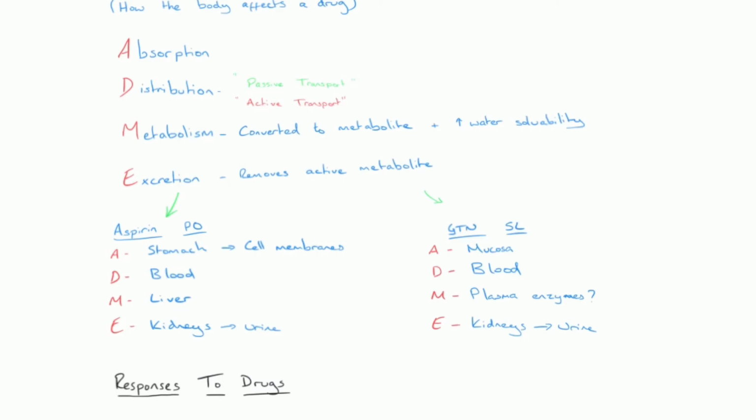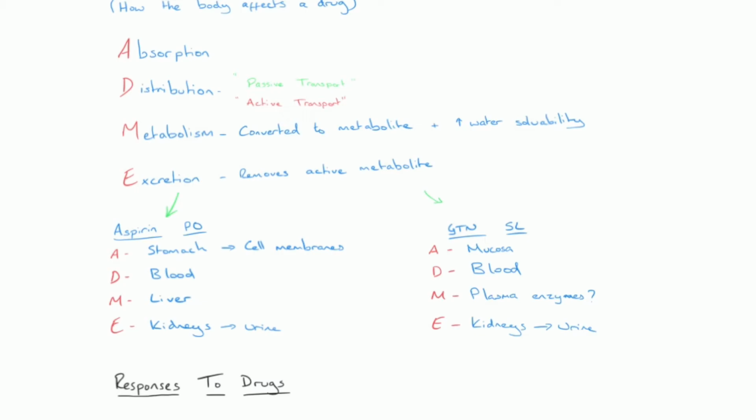But A stands for absorption, so that is literally how it is taken up into the body, how it gets to where it needs to be, how we administer it. I've given two examples down the bottom. One is aspirin PO, so oral, and GTN, glycerol trinitrate, sublingual. As you can see, aspirin is an oral tablet. It's absorbed in the stomach, and then in the cell membranes of the cells that line the stomach. And then for sublingual GTN, you're looking at the mucosa. So it doesn't go to the stomach, it actually just gets absorbed straight through the mucosal lining.